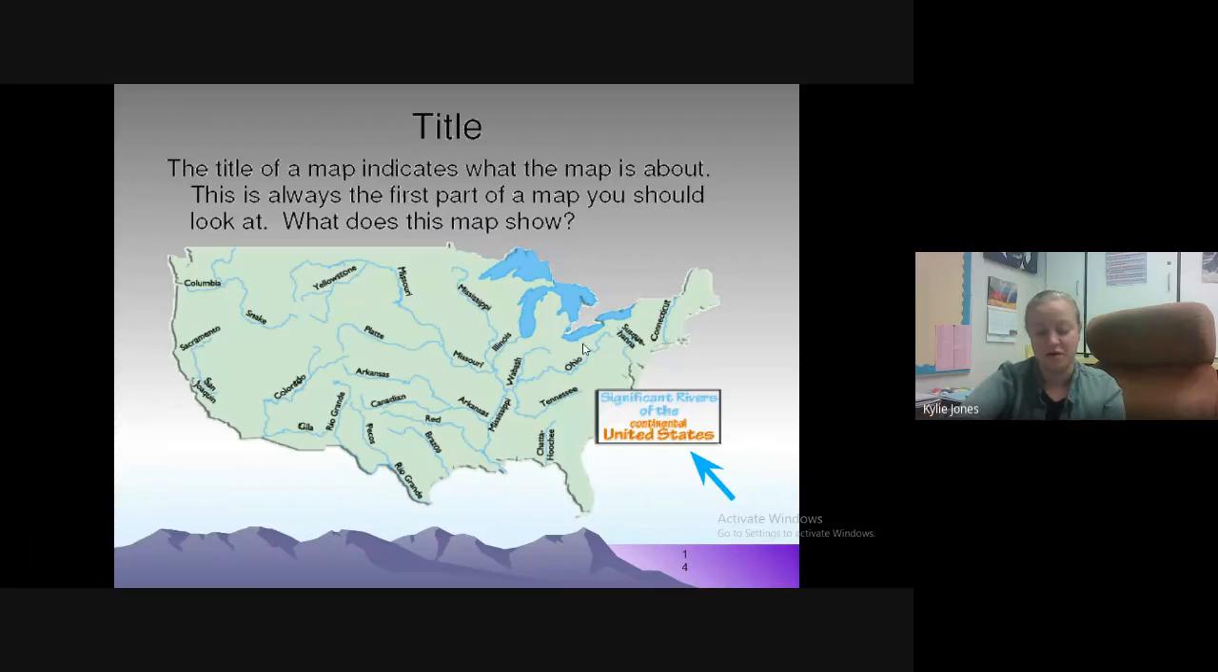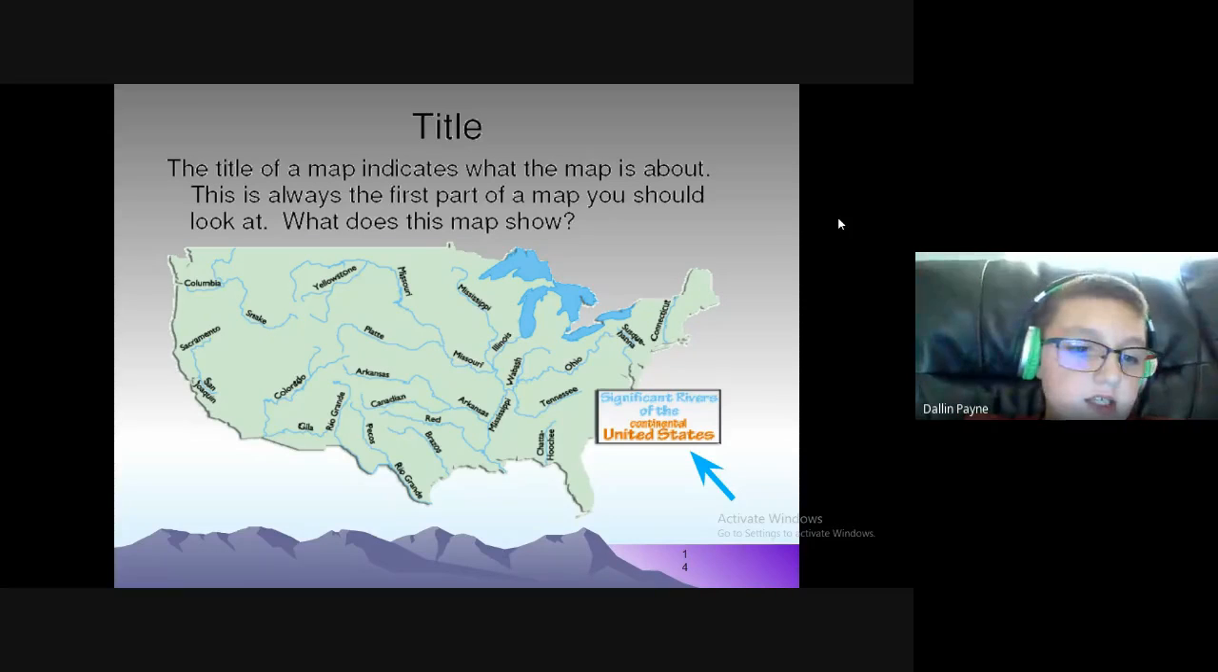So these are the definitions we're going to write down next. First, we have the title. The title of the map indicates what the map is about. This is always the first part of the map that you should look at. So what does this map show? Yes, it's the United States, but what is this map telling us? It's showing different cities and stuff.